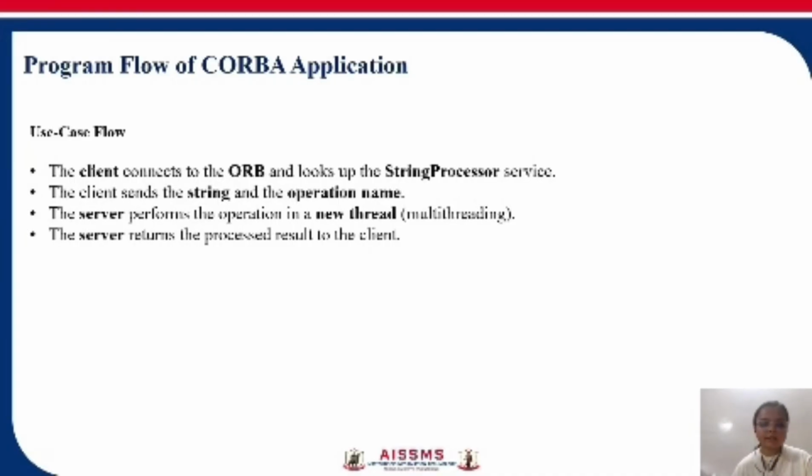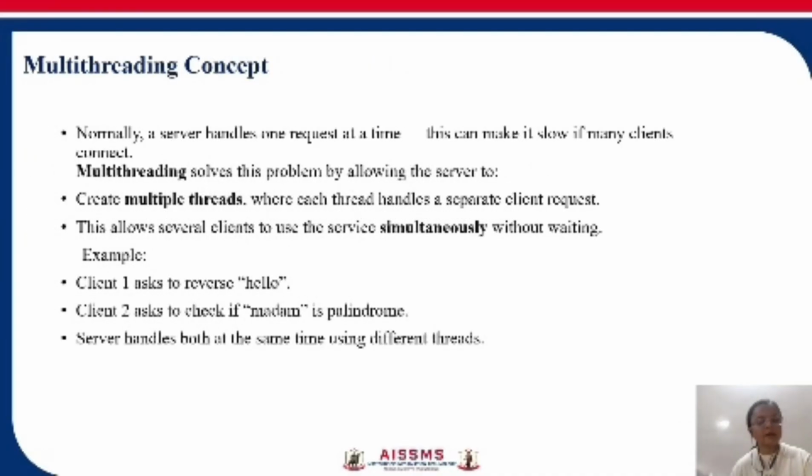The next important concept is multi-threading. Now let's talk about the multi-threading concept. Normally, a server can handle one request at a time. This means if multiple clients connect at once, the others have to wait, which makes the system slow. Multi-threading fixes this problem by allowing the server to handle multiple clients simultaneously. Each client request is processed in a separate thread. Let's take a simple example. Client 1 asks to reverse the string hello and client 2 asks to check if the string madam is a palindrome.